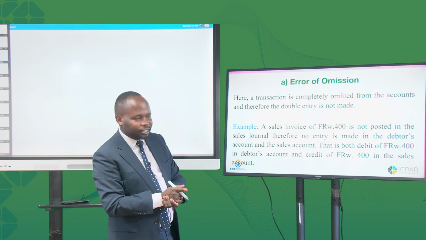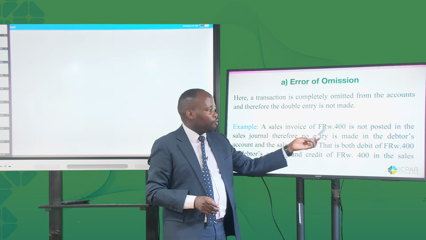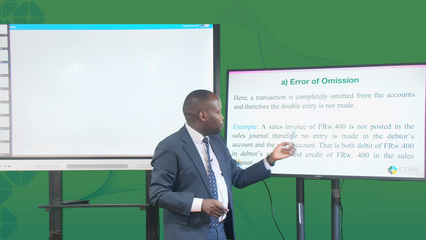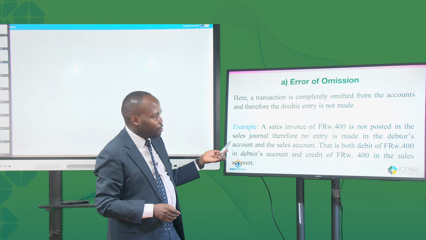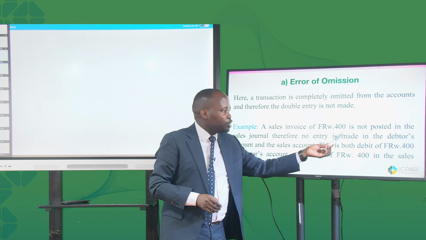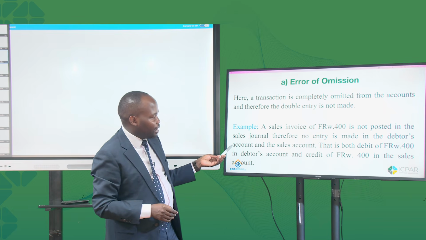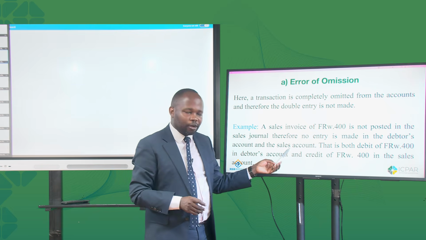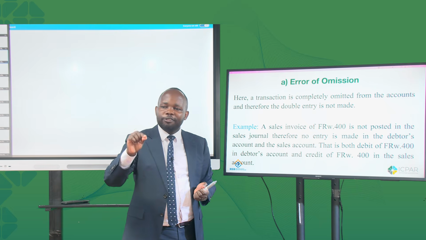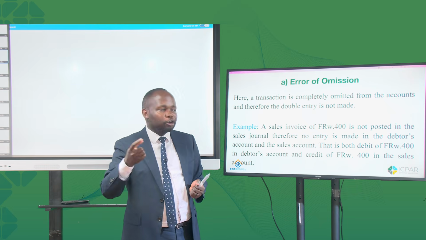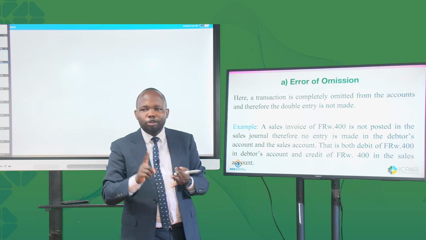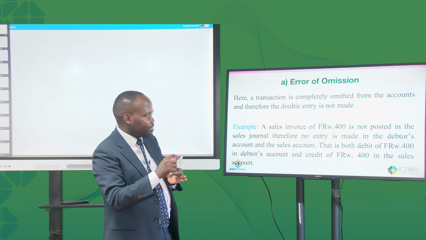Here is an example. A sales invoice of 400 is not posted in the sales journal. Therefore, no entry is made in the debtors account and the sales account. You forgot to make the posting of sales on credit. So you did not post the sales account and you did not post the receivables or debtors account.